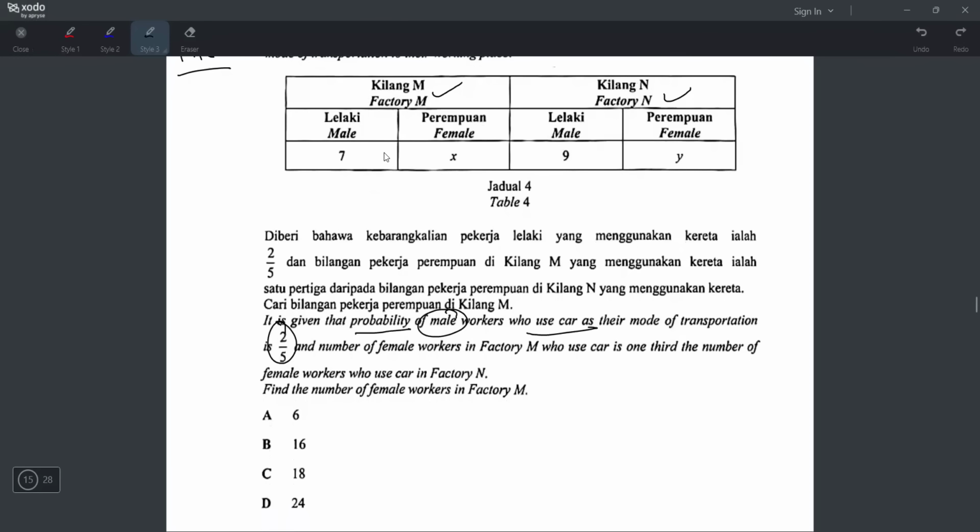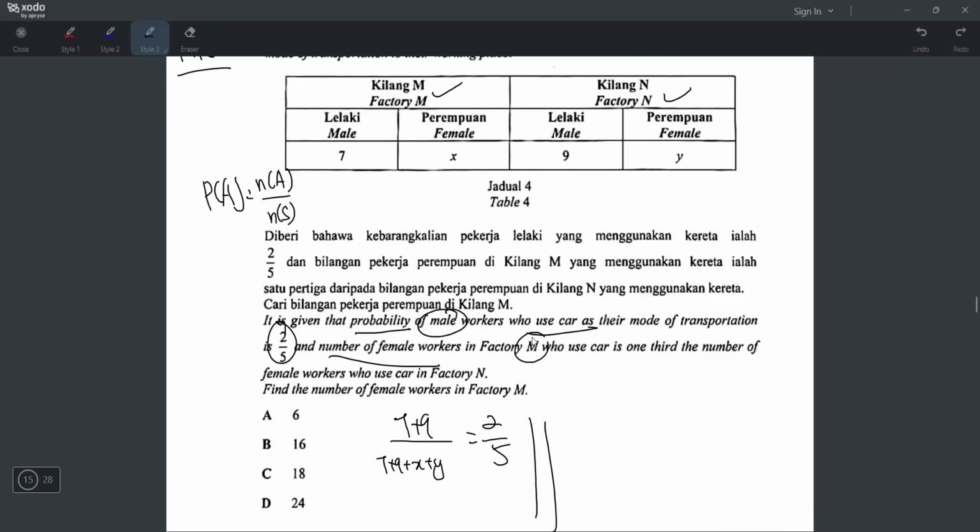So what's the probability formula? P(A) equals n(A) over n(S), and n(S) is the total. Imagine I'm trying to find the probability of male, which is 2/5. On top I write n(A), which is the number of male in this case. You have to total up the 7 plus 9, because they never said factory M or N, they just say probability of male who use car. So it'll be 7 plus 9, and the total will be 7 plus 9 plus X plus Y.